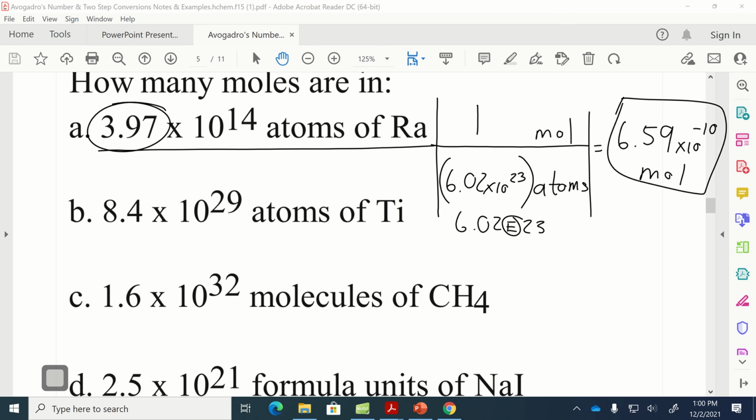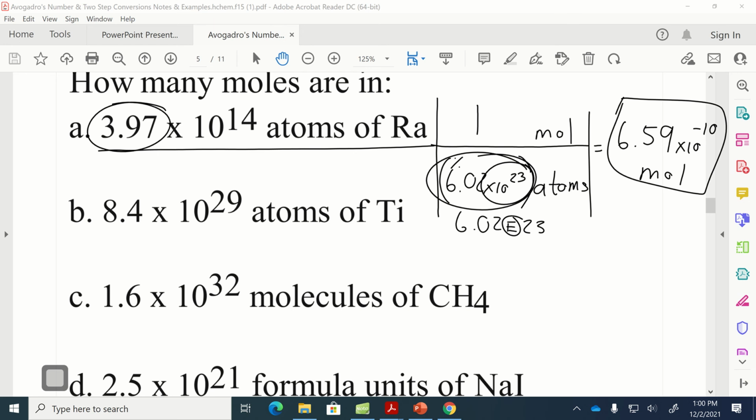The biggest thing here is I'll see people plug this in and they don't plug the 6.02 into the calculator right. They go divided by 6.02 times 10 to the 23rd. The calculator will divide by 6.02 and then multiply everything by 10 to the 23rd. And then people get ridiculous answers of times 10 to the 46th, the 47th.